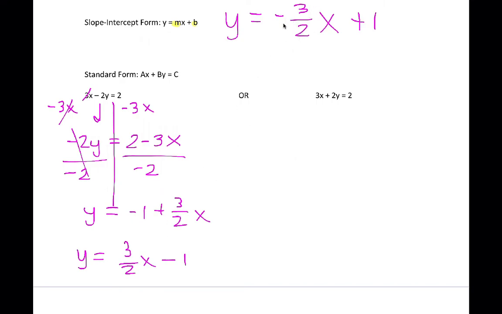Well, notice this one I wanted a negative slope. This is a positive slope. I wanted a +1 y-intercept. This gives me a -1 y-intercept. So that does not match. Okay, hopefully this next one does. Okay, so let's solve for y. If I want to solve for y, I'm going to get rid of this 3x. So it's a positive 3x. I'm going to take away 3x's.